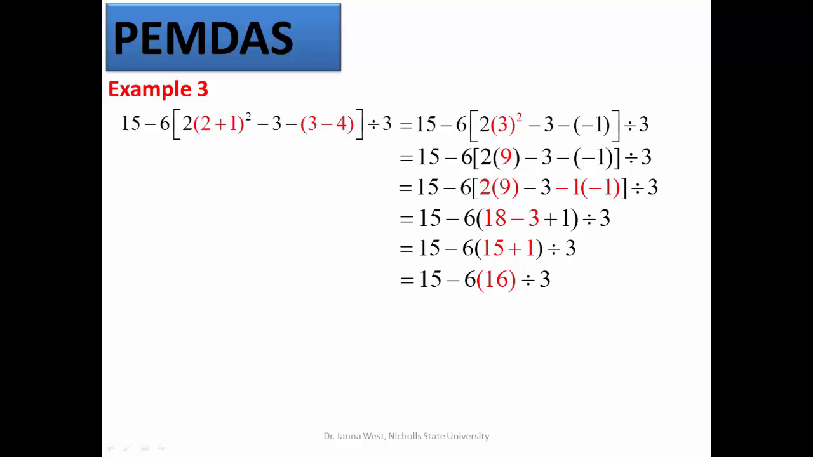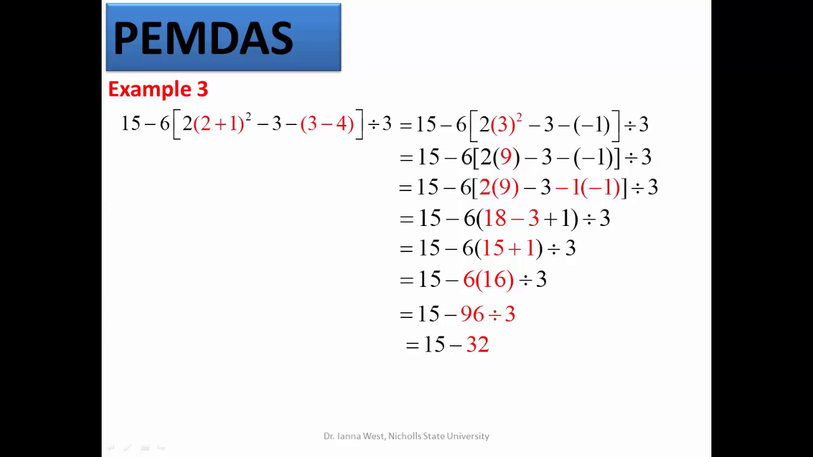Notice that we have multiplication, division, and subtraction according to the order of operations. Multiplication and division are performed before subtraction, and they are performed from left to right. So the first thing that we will do is multiply 6 times 16. This gives us 96. Now we perform the operation of division, 96 divided by 3, which gives us 32.